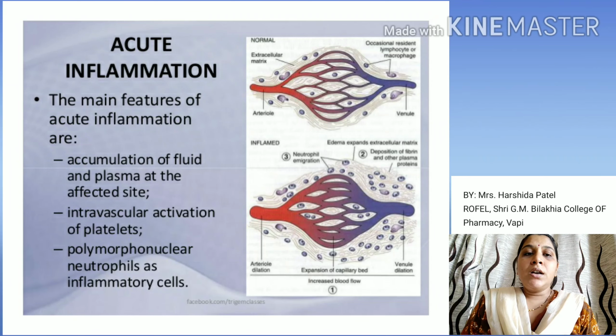Another is polymorphonuclear neutrophils as the inflammatory cell. Here the inflammatory cells are neutrophils, and which type? The polymorphonuclear neutrophils are the inflammatory cells.